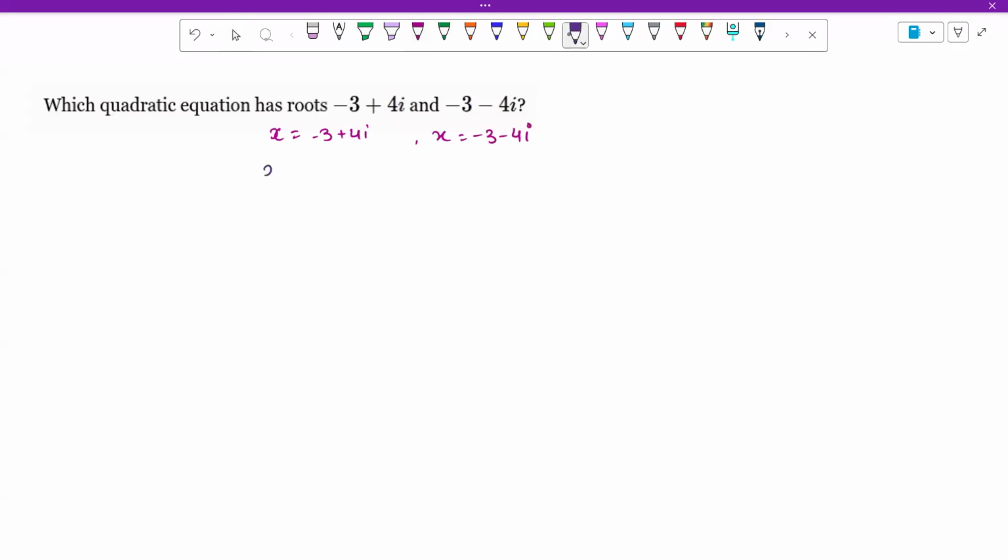So now we can take all these things to just one side. x plus 3 minus 4 iota equal to 0. x plus 3 plus 4 iota equal to 0. When we have it, see, these are two factors of a quadratic equation. It's like we are given x is equal to 3 and x is equal to 4. What do we do? We make it x minus 3 equal to 0, and we make it x minus 4 equal to 0.